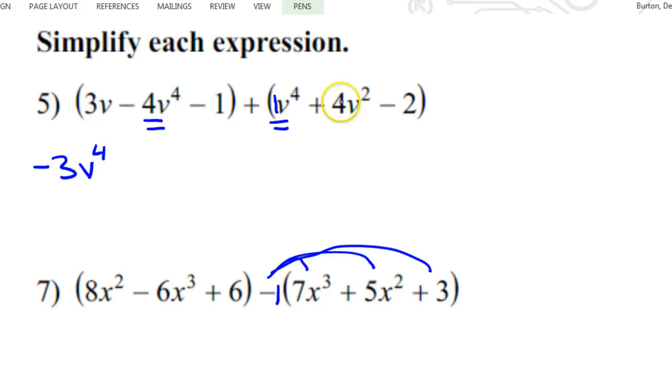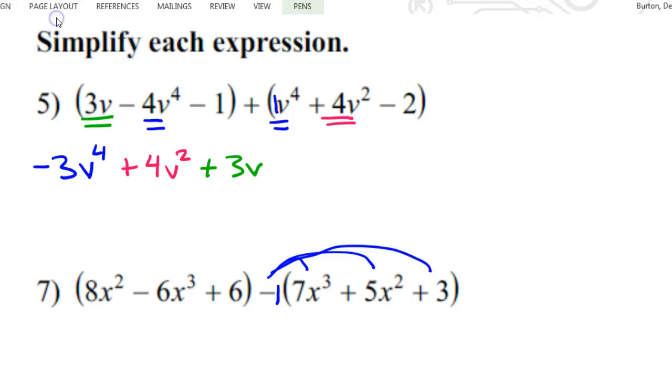Let's see. I'm trying to go in decreasing degrees. So I started with the 4th power because that's the highest power I saw. I don't see any cubes, so let's go to squares. So I see positive 4 v squared. I don't see any other v squared, so it's just going to stand alone. Plus 4 v squared. Let's move down to plain old v. I see 3v right here. I don't see any other plain v's, so I'm just going to bring down my 3v like that.